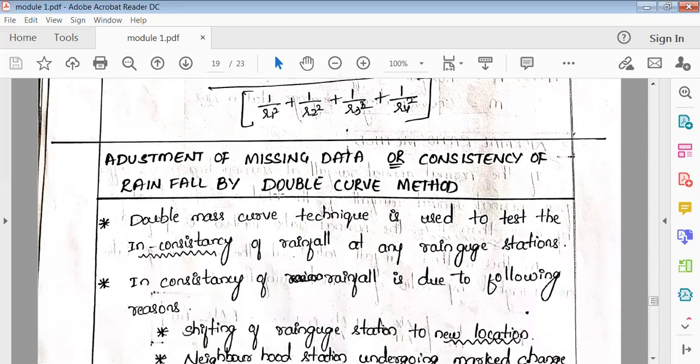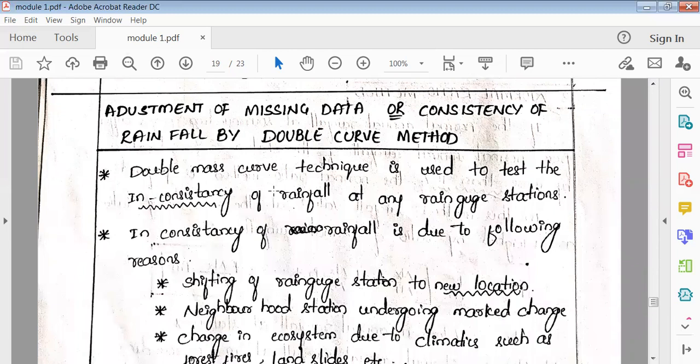Next is adjustment of missing data or consistency of rainfall by the double mass curve method. This double mass curve method gives us the consistency of rainfall accurately. That's why it's called the double mass curve technique, which is used to measure the inconsistency. If you have missed out any rainfall, this gives us the accuracy of the inconsistency of rainfall.